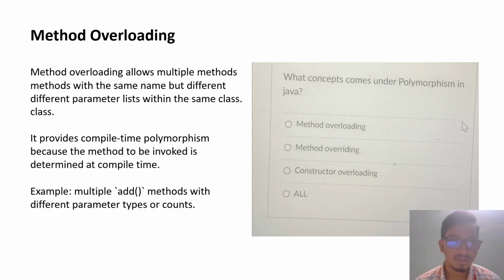Method overloading. Method overloading allows multiple methods with the same name but different parameter lists within the same class. It provides compile time polymorphism because the method to be invoked is determined at compile time. Example: multiple add methods with different parameter types or counts.